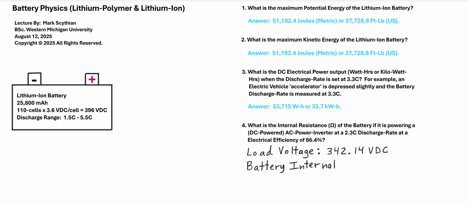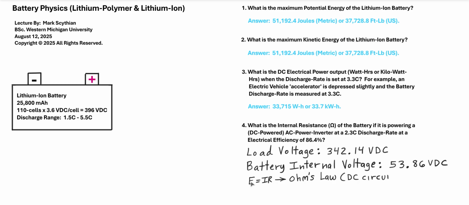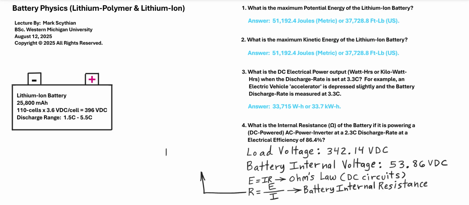And so to calculate the battery internal resistance, we first have to calculate the battery's internal voltage. So we can just subtract the load voltage from the battery voltage rating, and so we have an internal voltage remaining of 53.86 volts DC. So now we can access Ohm's law, which is E, DC voltage, is equal to I, current in amps, times R, resistance in ohms. So E is equal to IR, Ohm's law for DC circuits. And so if we solve for R, then that is the voltage divided by the current. So that is how we can calculate the battery internal resistance at 2.3 C discharge rate for the given battery. So we have 53.86 volts E.